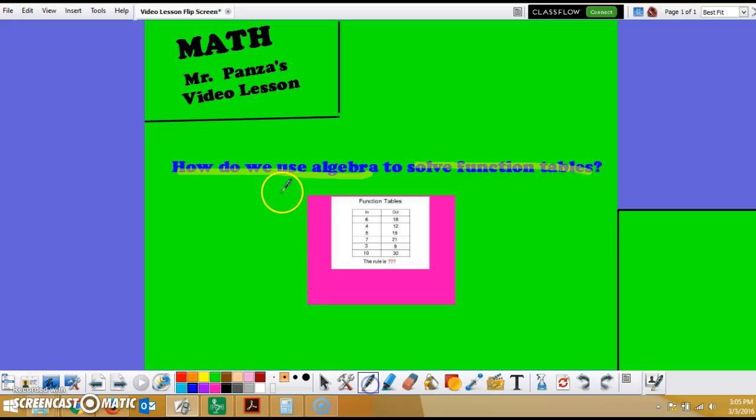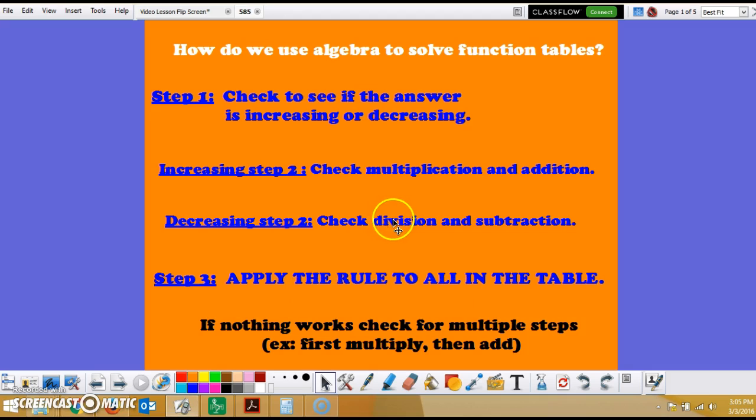Panza video lesson on how we use algebra to solve for function tables. We've talked about function tables and algebra. Now we're going to piece them together to help solve for missing rules in function tables. Let's look at the steps.